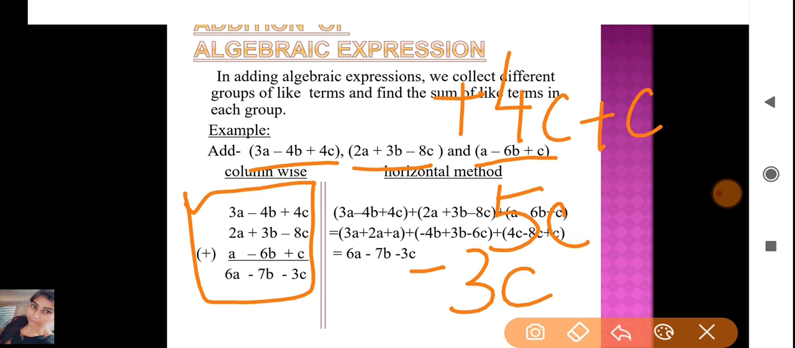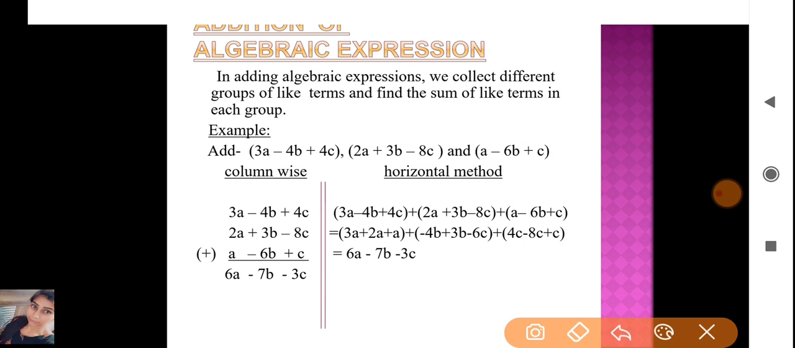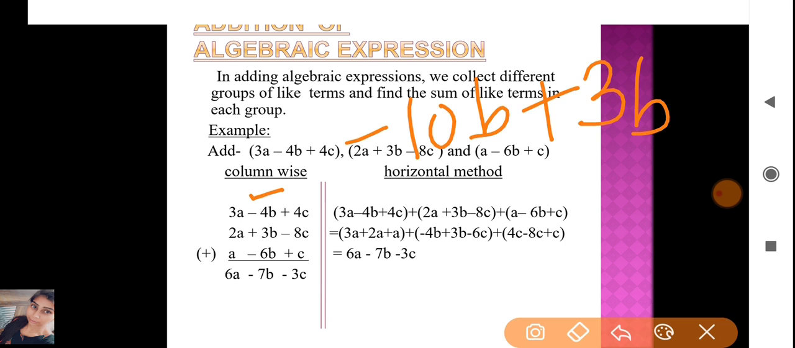I have written that here. Next, this part: minus 4B plus 3B minus 6B. So minus 4B and minus 6B is minus 10B, plus 3B. So minus 10 plus 3 is minus 7B. As we know, plus and minus, it will be subtracted. That means 10 minus 3 will be 7. But since 10 is the bigger number, the minus sign will come.